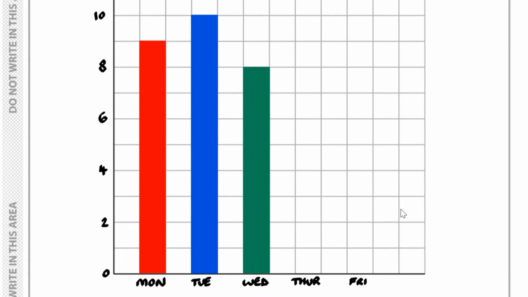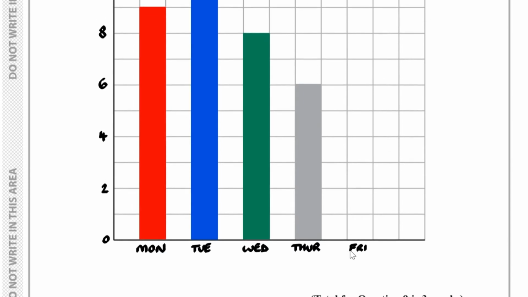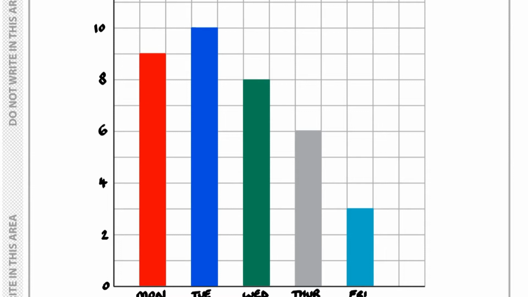Thursday, we have 6. And for Friday, we have 3. Here is the completed bar chart.